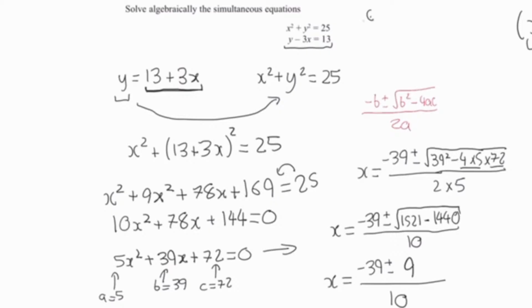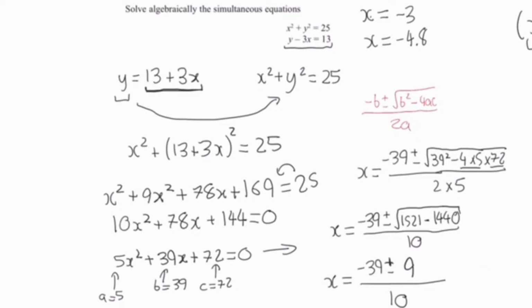Now we just do the plus case and the minus case. So we have x equals and x equals. If we do plus 9, we have x equals minus 30 over 10, so x equals minus 3. And if we do minus 9, then we have minus 48 over 10, so minus 4.8, I believe. Let me just see. Okay, yeah.